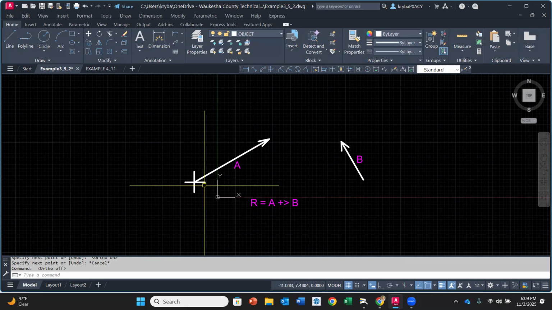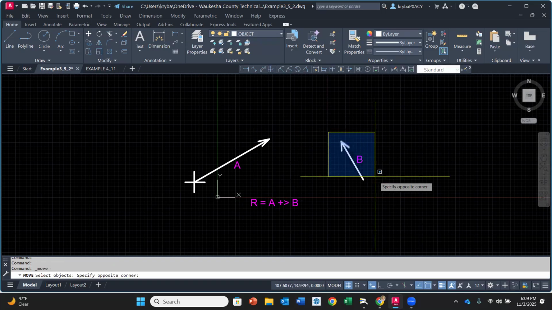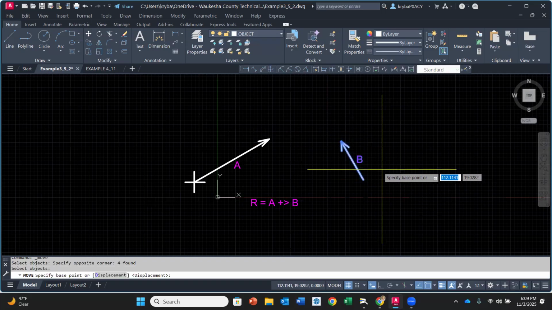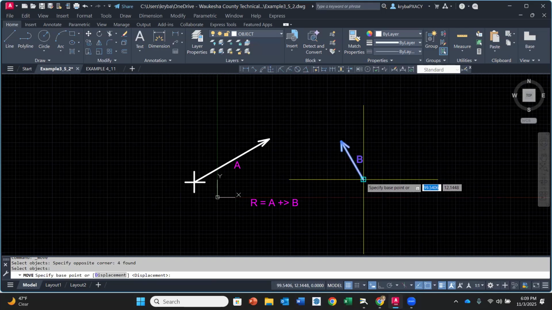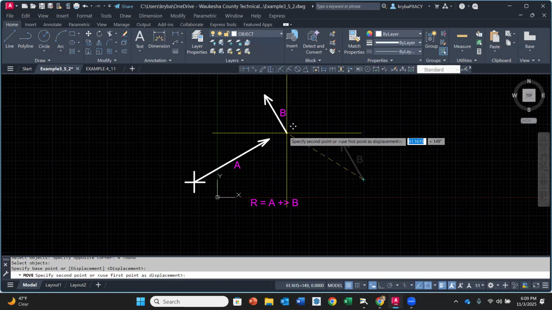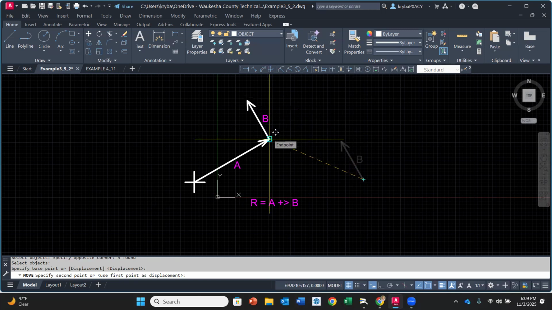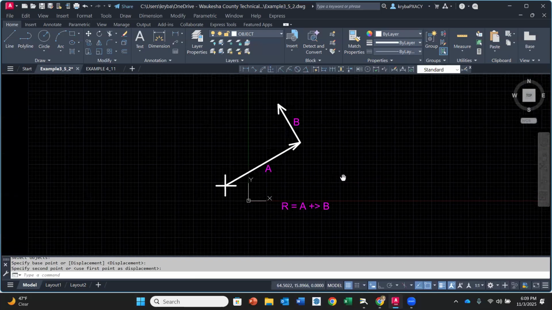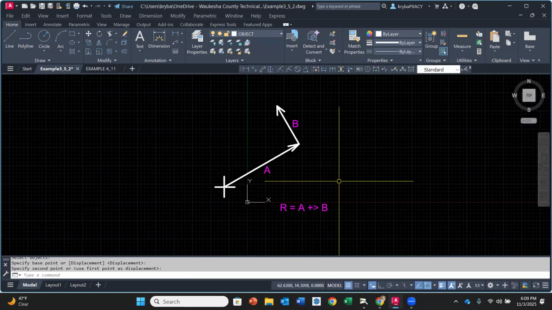All right, so the tail of A is going to start at the origin and the tip is going to go up and to the right. Then to that, I'm going to add vector B. So I'm going to do a move. I'm going to put a window around B, enter, and I'm going to select the tail of B, and I'm going to place it at the tip of A, tip to tail method. Okay. And I keep it in the same orientation that I drew the original in.